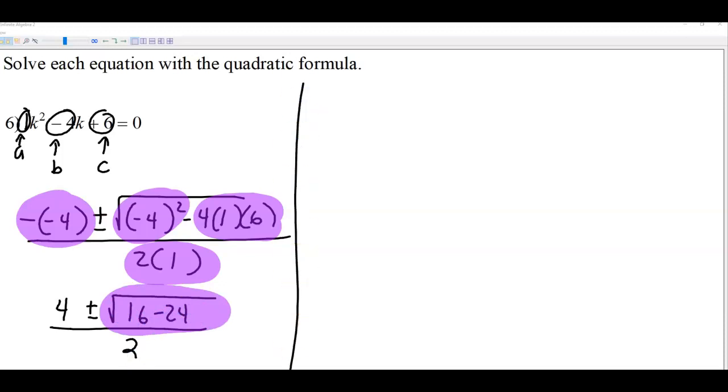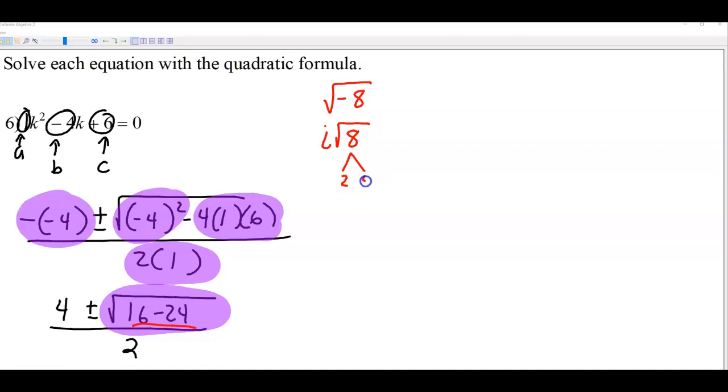Next, we're going to take care of this guy here. I'll do that in red. So, first of all, 16 take away 24 is -8. Now, when you have a negative inside the square root, we take it out as an i. Next, we're going to break down our 8.